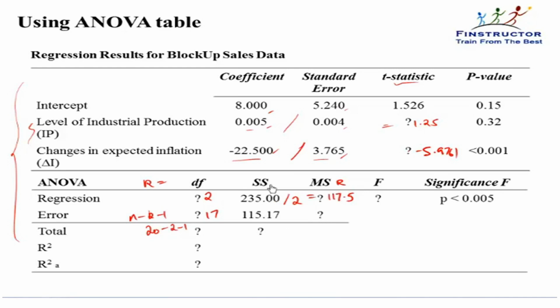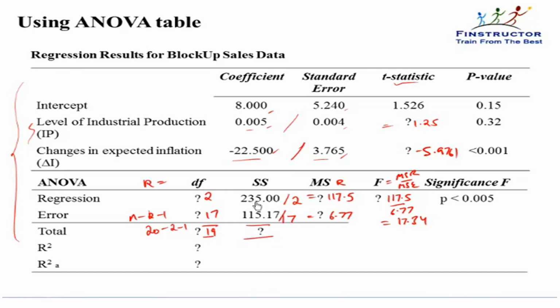The mean squared error will be the sum of squared errors divided by the degrees of freedom of the error. That will be 115.17 divided by 17, that is equal to 6.77. The F statistic is nothing but the mean squared regression upon the mean squared error, that is 117.5 upon 6.77, that is 17.34.